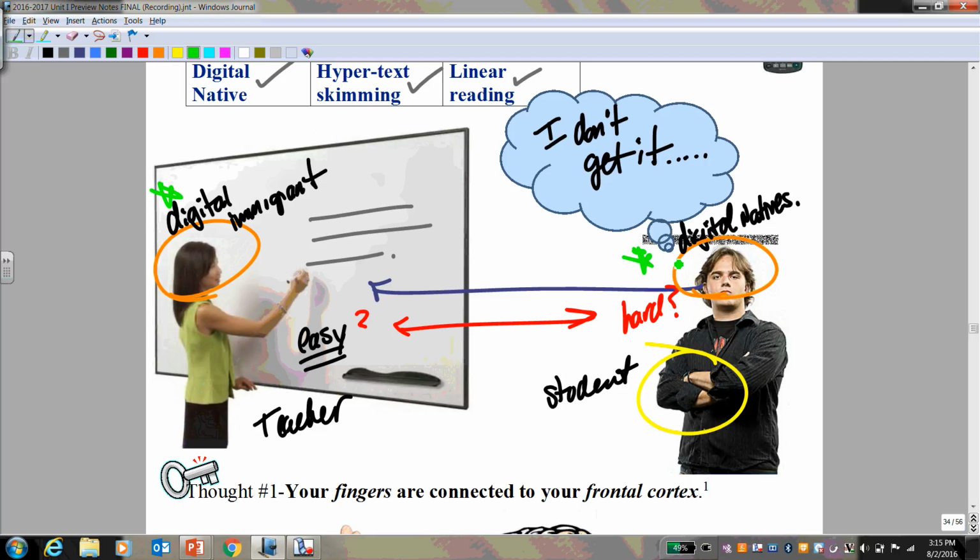And there's 5 key thoughts you need to understand on what makes our brains different and how you need to modify how you process information to process it effectively.